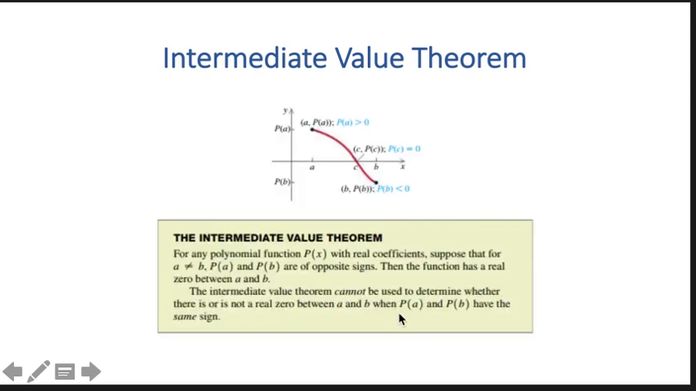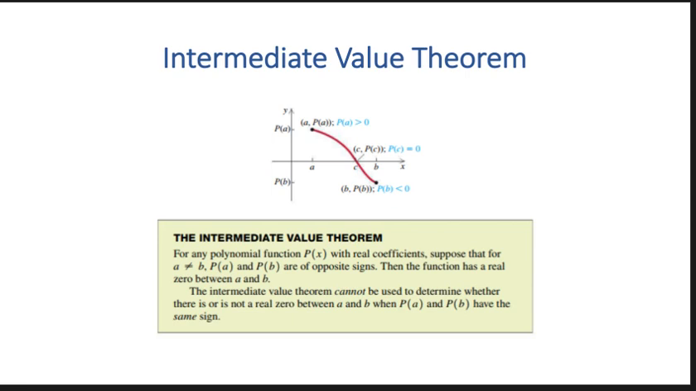Here's the formal definition of the intermediate value theorem. For any polynomial p of x with real coefficients, suppose that for a not equal to b, p of a and p of b are of opposite signs. Then the function has a real 0 between a and b. That's what I illustrated on the previous screen.